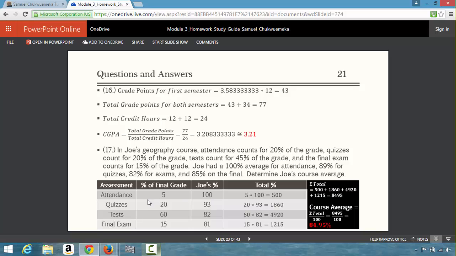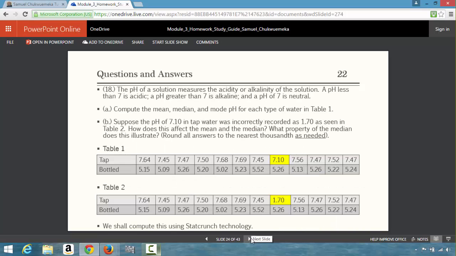And this is what Joe earned. Joe has perfect attendance. That is great. The average on all the quizzes he earned is 93%. The average on all the tests is 82%. And then he made 81% on the final exam. So this is the formula to calculate his grade for that course.